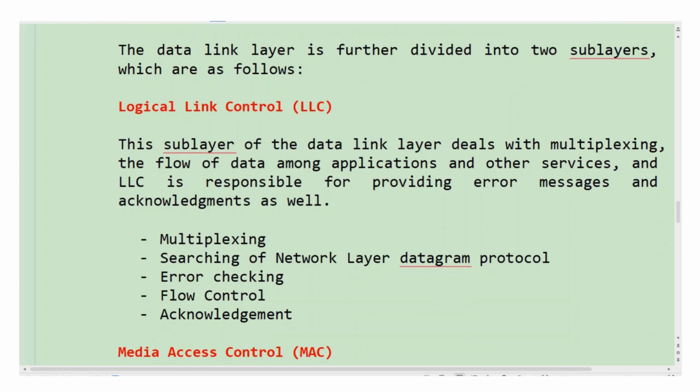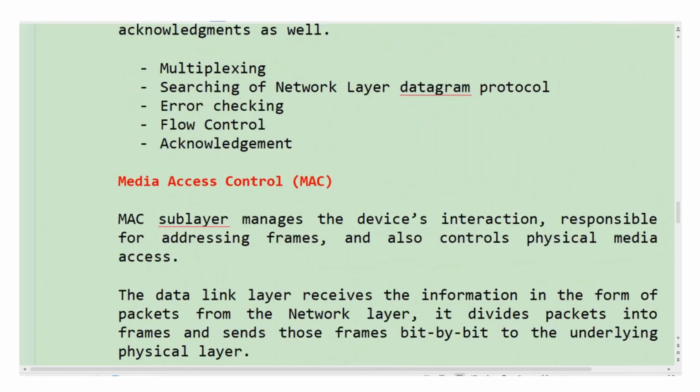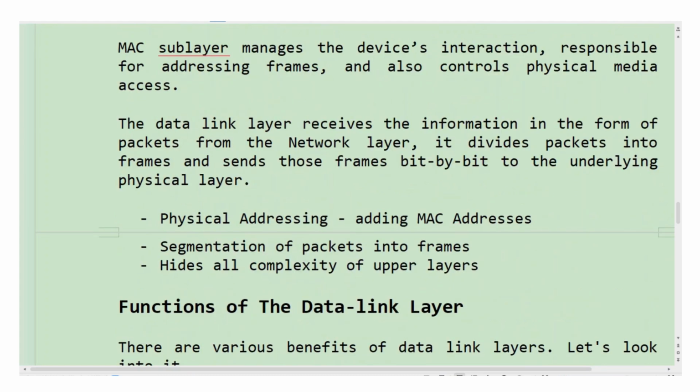At the sender's side, it receives packets from the network layer and divides them into small frames, then sends each frame bit by bit to the physical layer. It also attaches some special bits for error control and addressing at the header and end of the frame. At the receiver end, the DLL takes bits from the physical layer, organizes them into the frame, and sends them to the network layer.